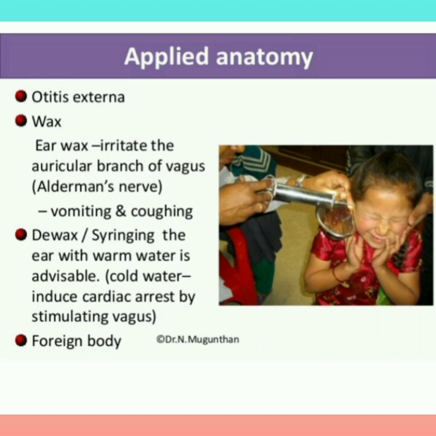And next one is de-waxing. De-waxing means removal of wax. Here we can apply a syringing method. Syringing the ear with warm water is advisable to remove the wax. If we use cold water, it induces cardiac arrest by stimulating the vagus. Next is the foreign body. A foreign body can enter the external ear, into the external acoustic meatus, and cause irritation.